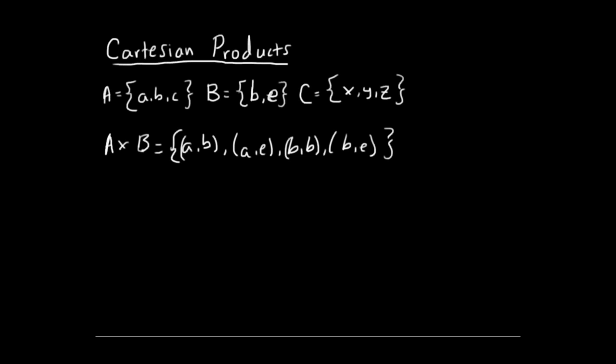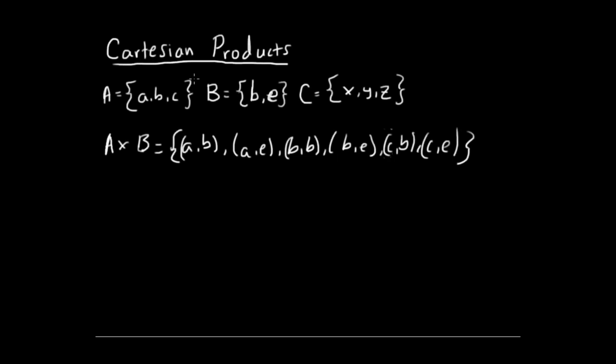I completely forgot about C. So, let me fix this. We'll do C real quick. Okay, so we definitely need to add CB and CE. Now you're done. And that's the Cartesian product of A times B: AB, AE, BB, BE, CB, CE, and then you're done.